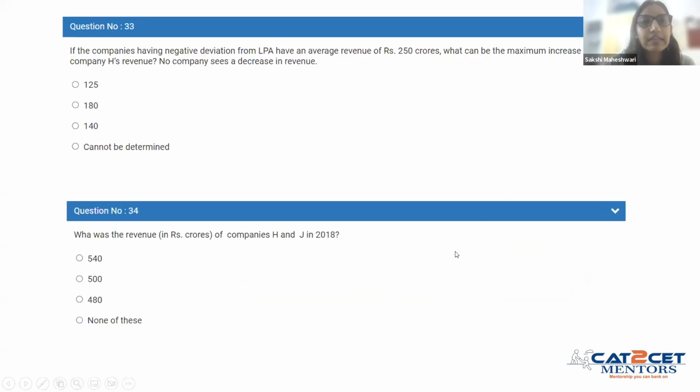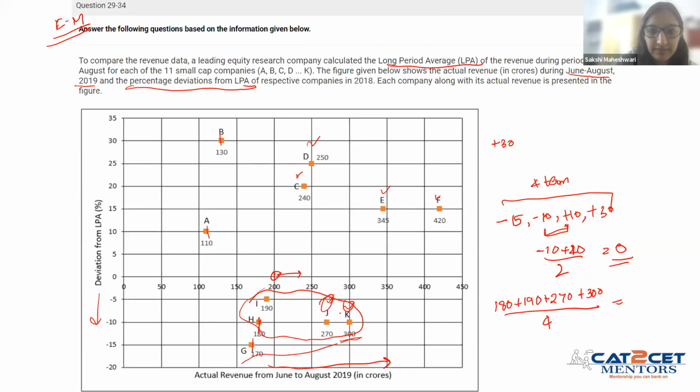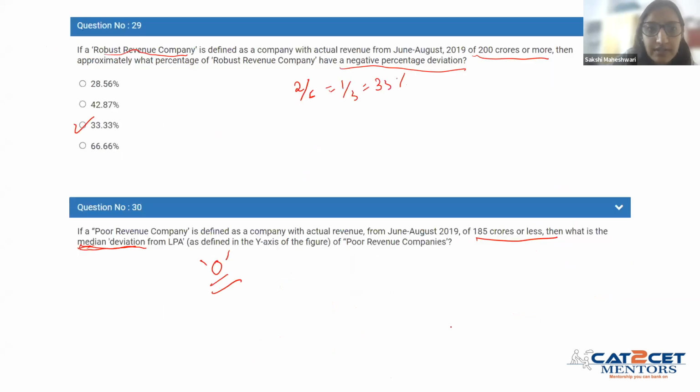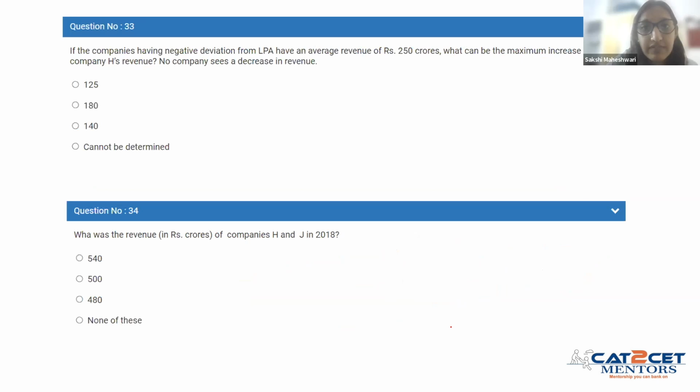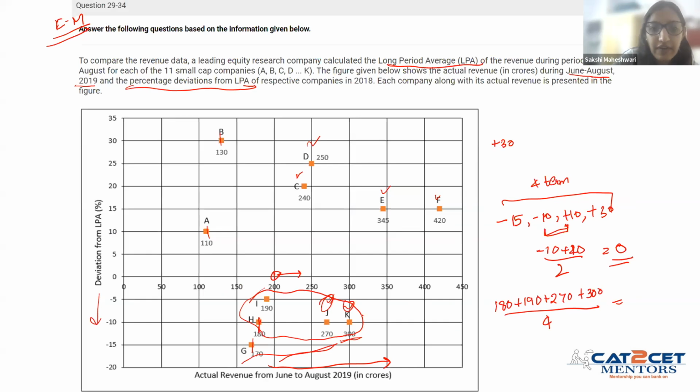Okay. So the next question is, if the companies having negative deviation have an average revenue of rupees 250 crores, what can be the maximum increase in company H's revenue if no company sees a decrease in revenue? So the companies with negative deviation, that means these five companies. Now their LPA is given. So I think their average revenue is 250 crores. Okay, so let's find the average here.